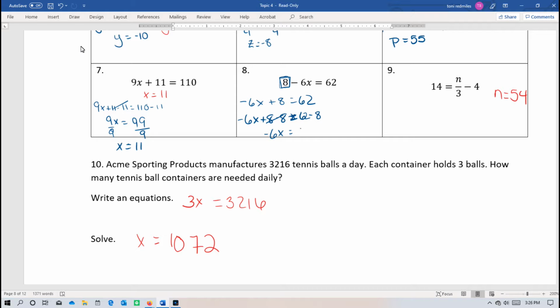That is going to leave me with 54. Okay, all right, and then the negative 6 is multiplying to the x, so I have to divide, leaving me with a negative 9. 6 goes into 54 9 times, negative, positive, ends up as a negative.